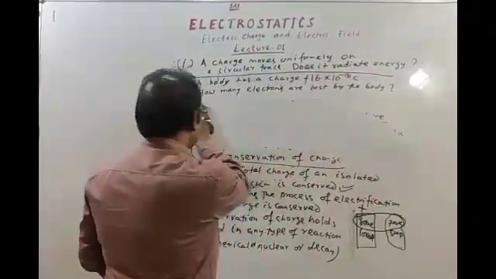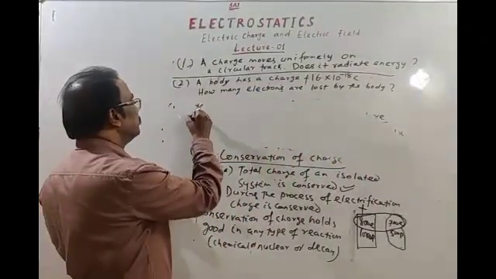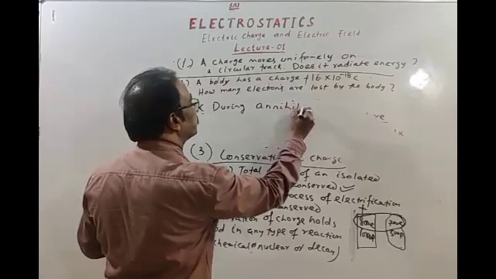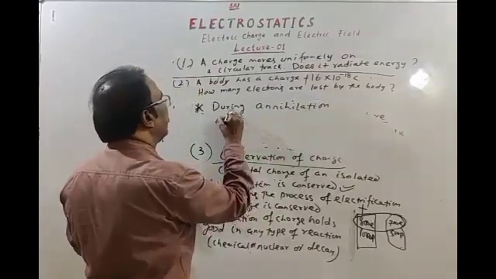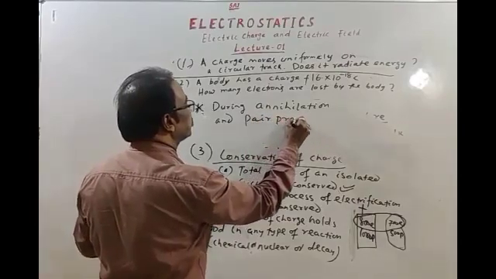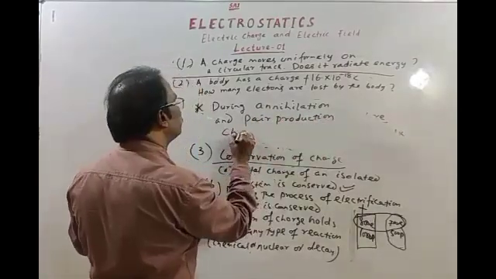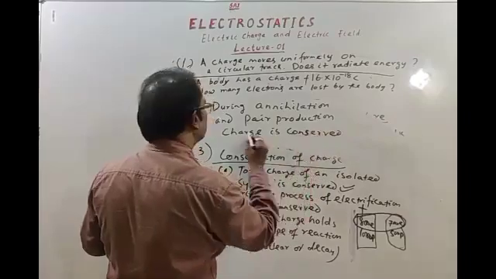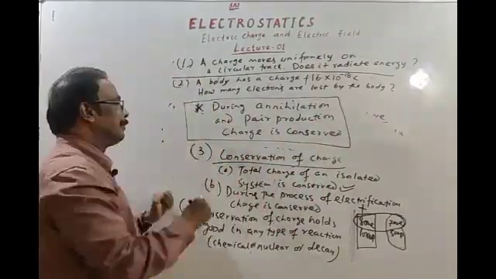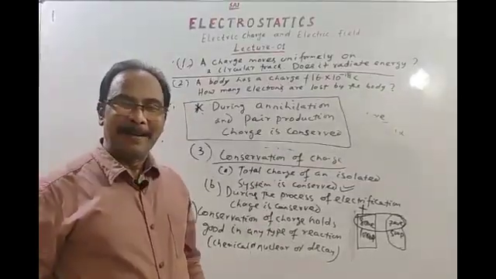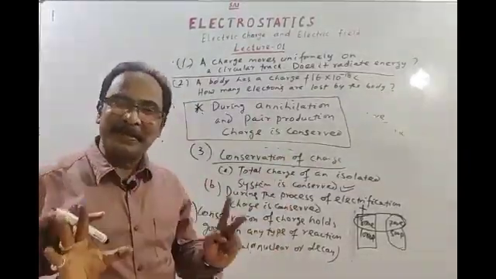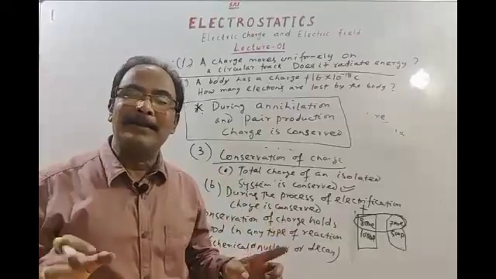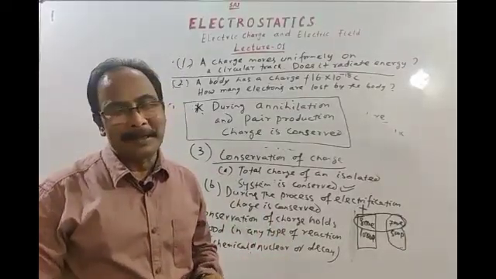Very important: during annihilation and pair production, charge is conserved. That is difficult to understand at this stage. It will be studied in chemistry, very easy. Annihilation and pair production will be studied in chemistry, and again you will learn there that charge is conserved. This is about conservation of charge.